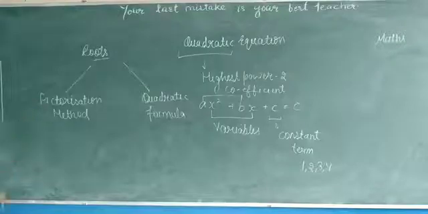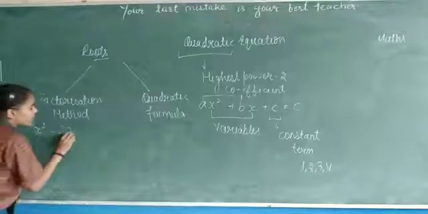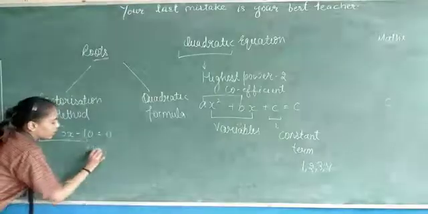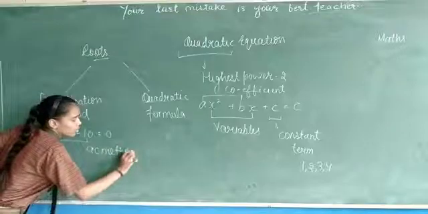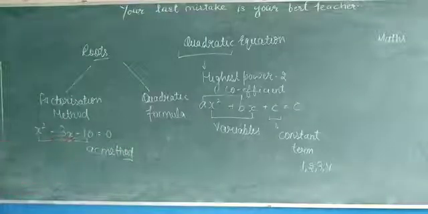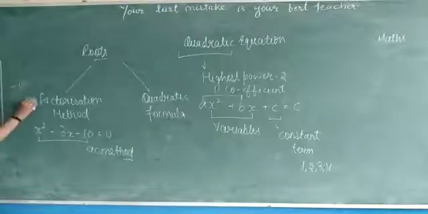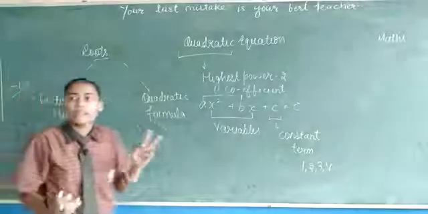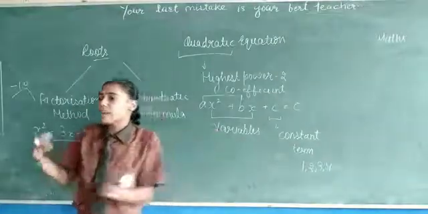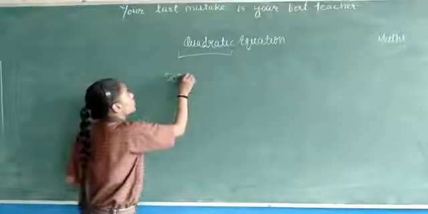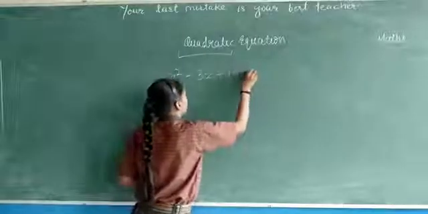Firstly, take an example: x square minus 3x minus 10 equal to 0. Here we will use the AC method, or we can say middle term splitting. We will split the middle term into two terms. We will find the factors of minus 10. The two numbers we have to find are negative 5 and positive 2, which satisfy the equation.